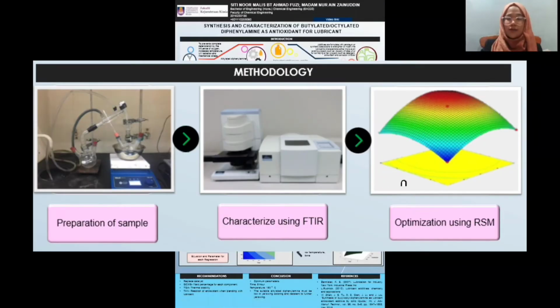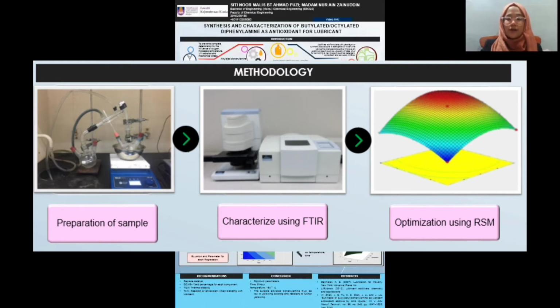Methodology. Firstly, for sample preparation, the setup of apparatus is shown in the poster. The diphenylamine is added into the round bottom flask and heated at 80 degrees Celsius under stirring condition until the solid form of DPA is melted into colorless solution. The aluminum chloride is added into the system and heated to 115 to 130 degrees Celsius under stirring condition. After that, the diisobutylene is added into the system and the colorless mixture gradually changes color.